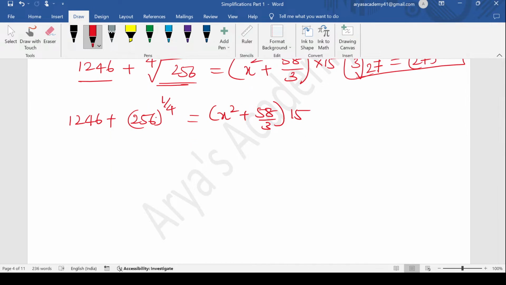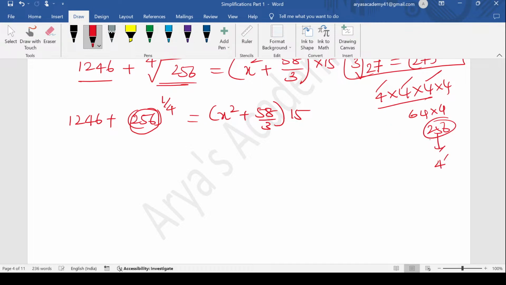Now, if you know the powers of 4, 256 is written as 4 power 4. Because 4 power 4 means what? You have to multiply 4 with itself 4 times. 4 fours are how much? 16. 16 fours are 64. If you multiply 64 into 4, it becomes how much? 256. So 256 is nothing but 4 power 4.